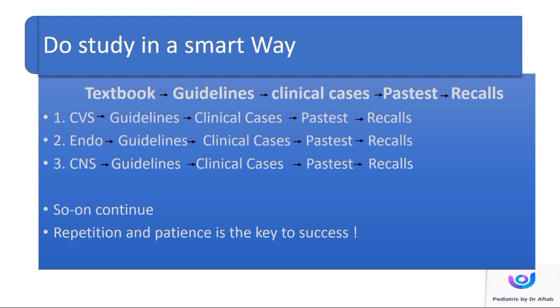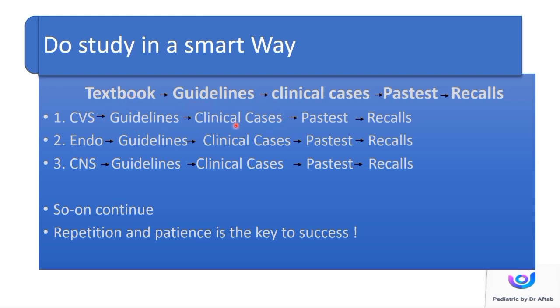Here we finish what to study. Now the method of study. Study in a smart way. First select one system, like I'm showing CVS. Study CVS from the textbook, like the LSC textbook of pediatrics, and then the survival guide. Then do the guidelines of that chapter, from the pediatric and neonatal guidelines for CVS.